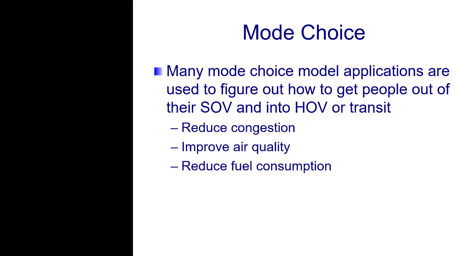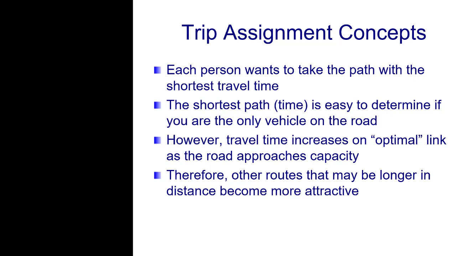Mode choice. Many mode choice model applications are used to figure out how to get people out of their SOV and into their HOV or transit. So you would try to reduce congestion, improve air quality, and reduce fuel consumption. Trip assignment. Each person wants to take the path with the shortest travel time. The shortest path time is easy to determine if you are the only vehicle on the road. However, travel time increases on the optimal route as the road approaches capacity. Therefore, other routes that may be no longer in distance become more attractive.